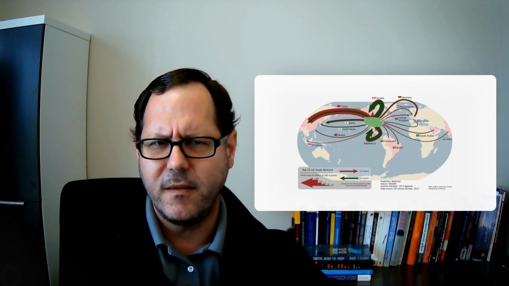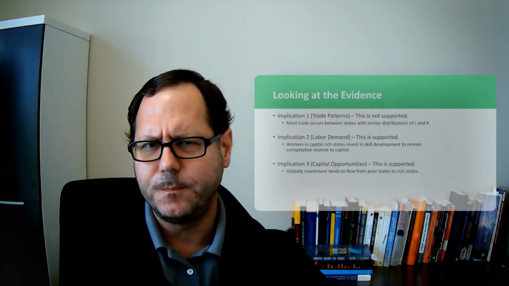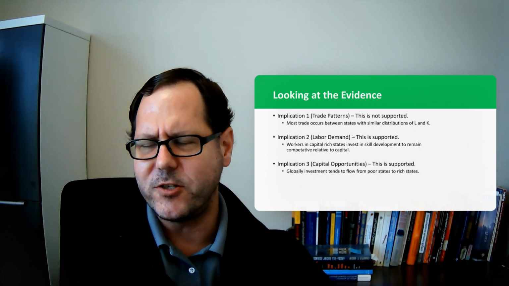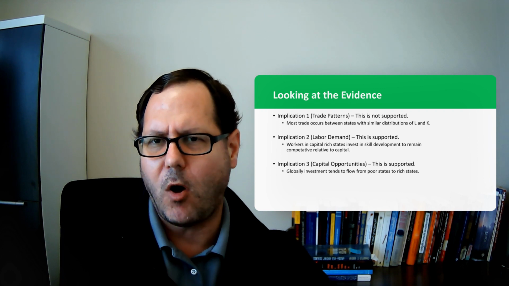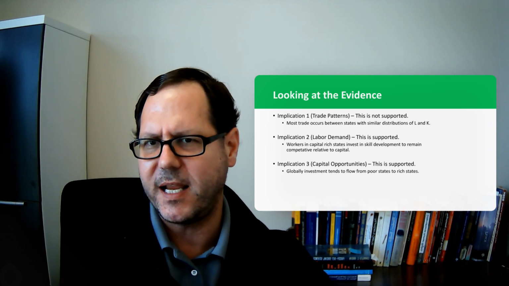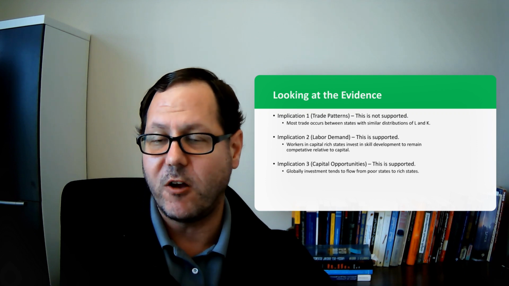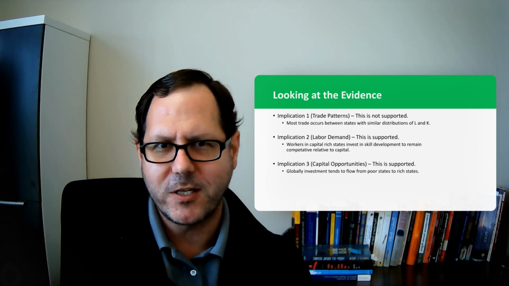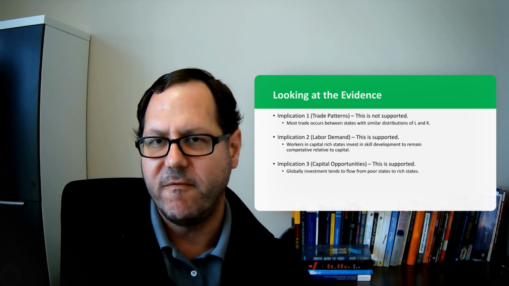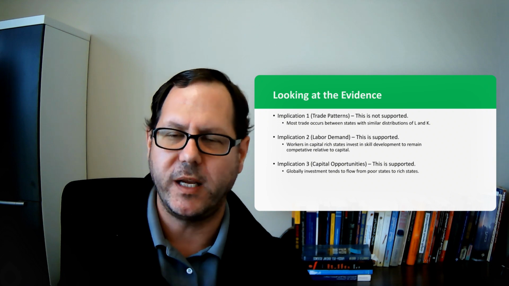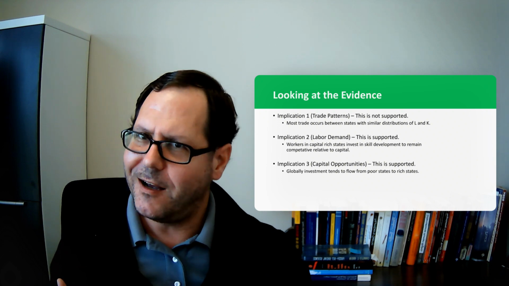So we're seeing a lot more trade between countries of similar economies in terms of development, in terms of capital intensiveness, than we would probably expect. But some of the other implications do seem to have some support. And so if you are a worker in a capital-rich state, oftentimes you're going to be investing in skills to try to make yourself more efficient. Workers in capital-rich states are trying to outcompete machines. They're trying to demonstrate that they can bring value to jobs above and beyond what you can get by simply adding another machine into the mix.